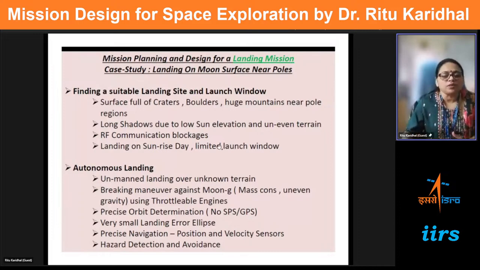For example, on the moon's surface, we have to do a braking maneuver, because the craft in orbit has a velocity of 1.6 kilometers per second, and that type of kinetic energy it will be having. So when we have to touch down, we have to reduce the energy to zero. We have to use throttleable engines, which will put a brake on the craft so it can land smoothly and softly.